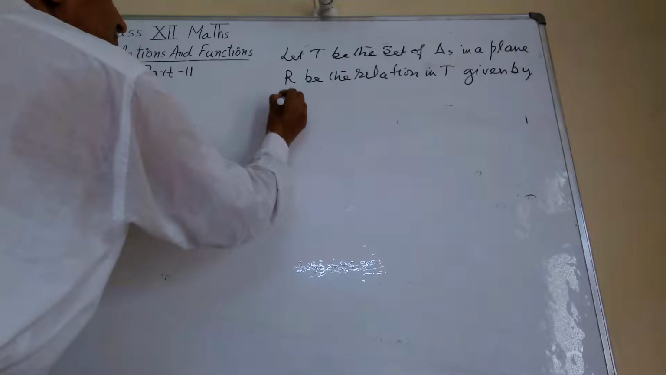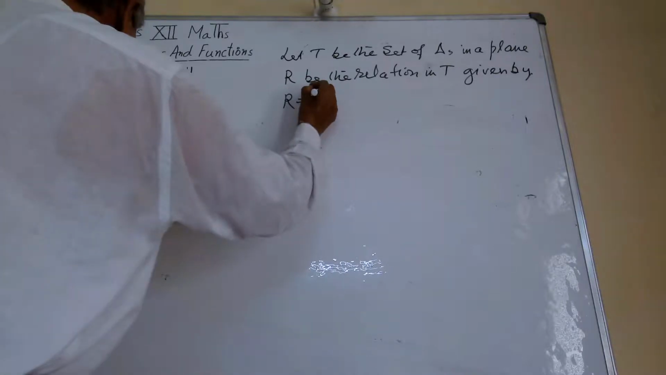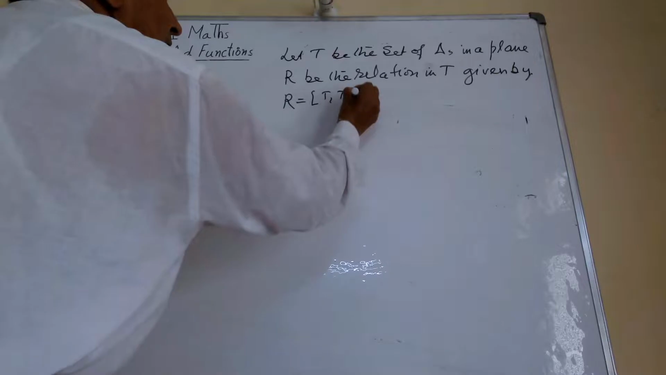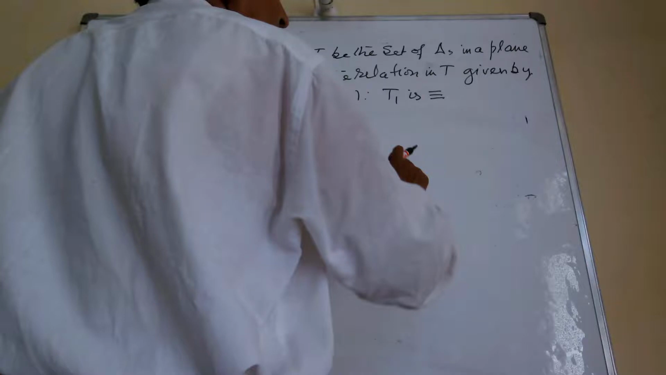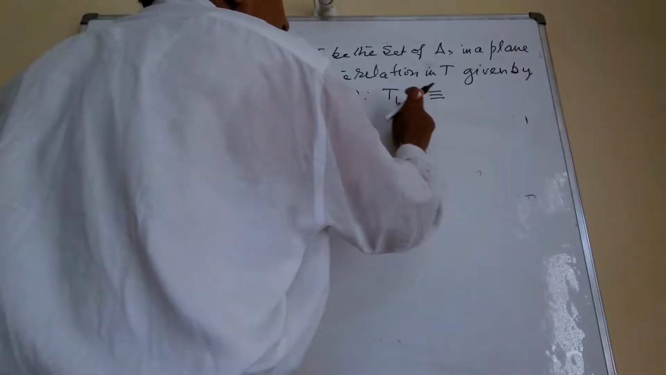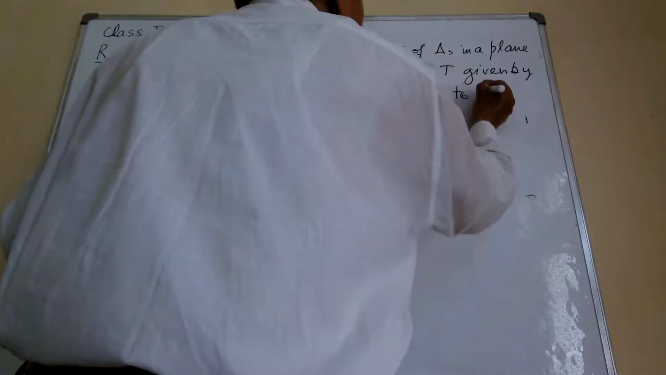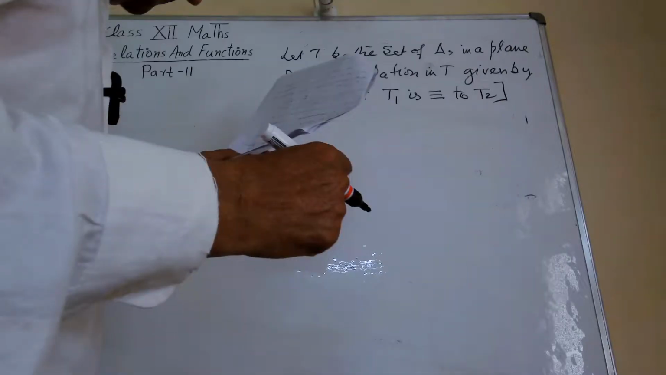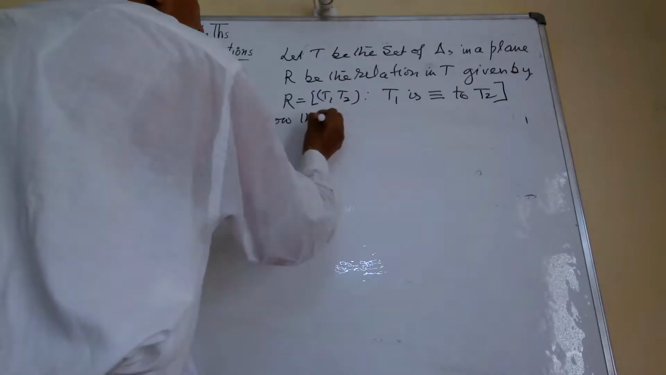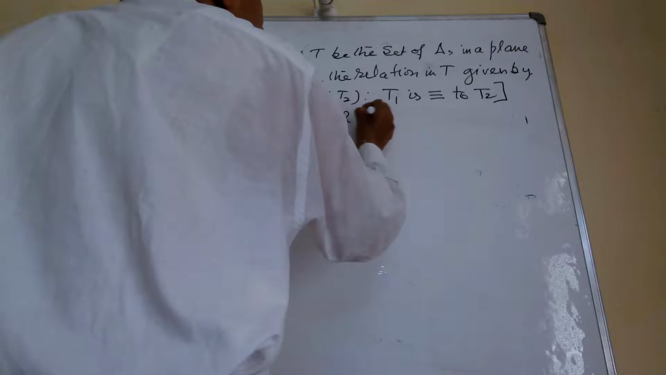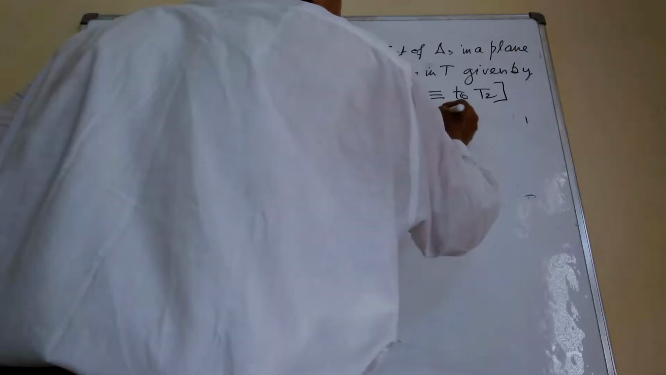R is equal to, condition is given, R is equal to (T1, T2) such that T1 is congruent to T2. I am not going to write the word congruent, I am writing the sign. T1 is congruent to T2. So that R is an equivalence relation.